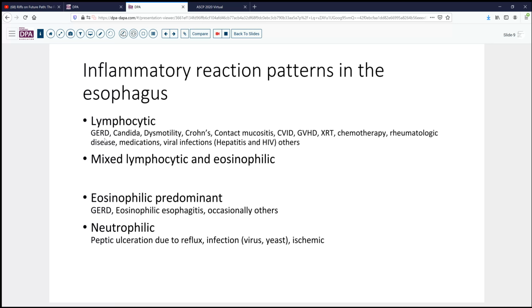And ischemic inflammation or ischemic ulceration can also present with this pattern. Then there's this mixed category, which can provide mixed lymphocytic and eosinophilic, which, as you can see, could include obviously GERD and eosinophilic esophagitis, as well as some of these others with superimposition or mixtures of various factors.